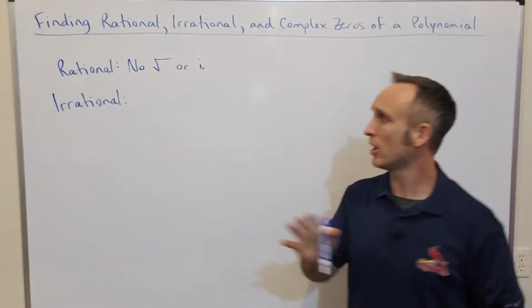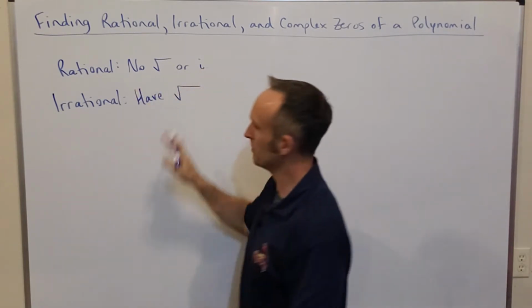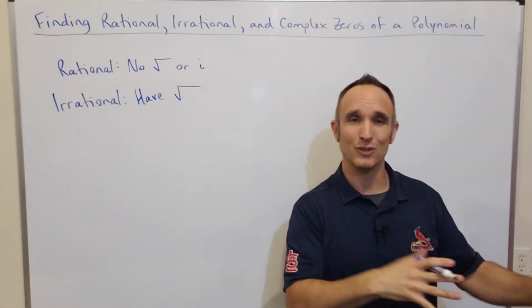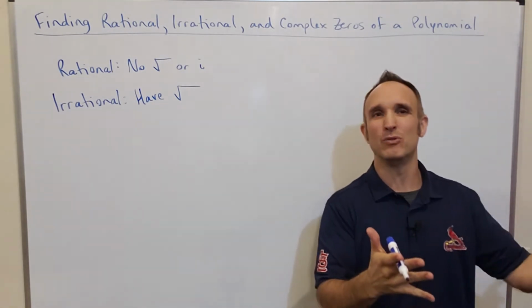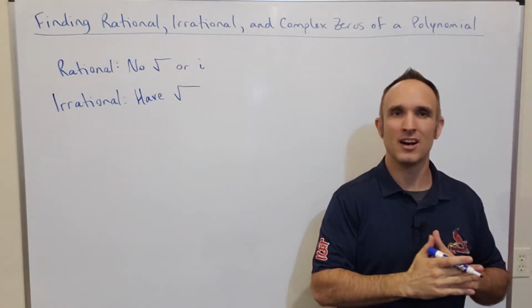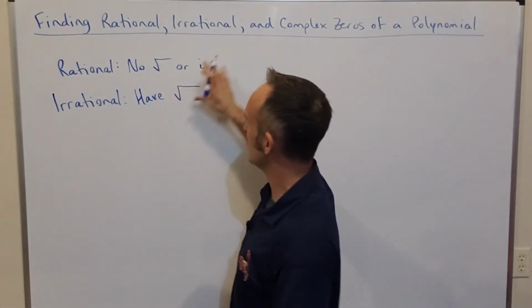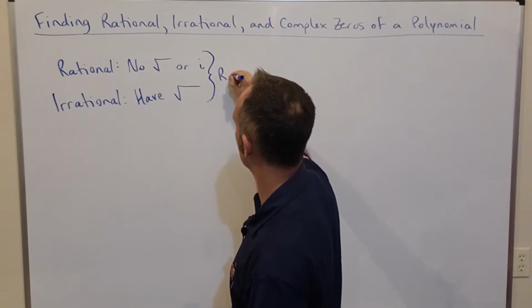But for the purpose of polynomials, irrational numbers have a square root. And what I mean by that is a square root that doesn't simplify and go away. So if you have the square root of 25, don't call it that. Just call that 5 with no square root. That is not an irrational number. It's rational. Now these two types of numbers all together, the rationals and the irrationals, make up the real numbers, okay?